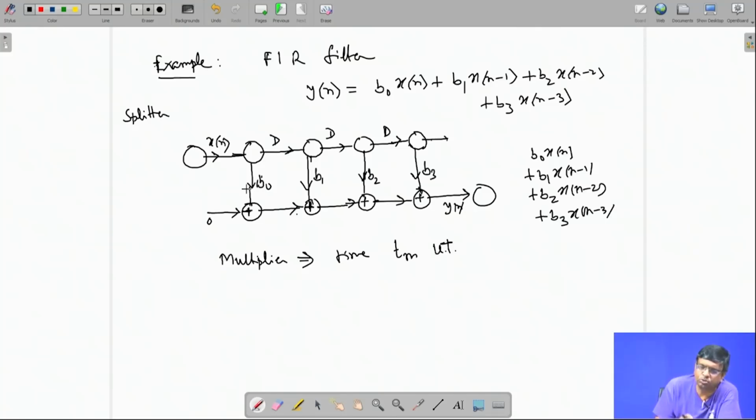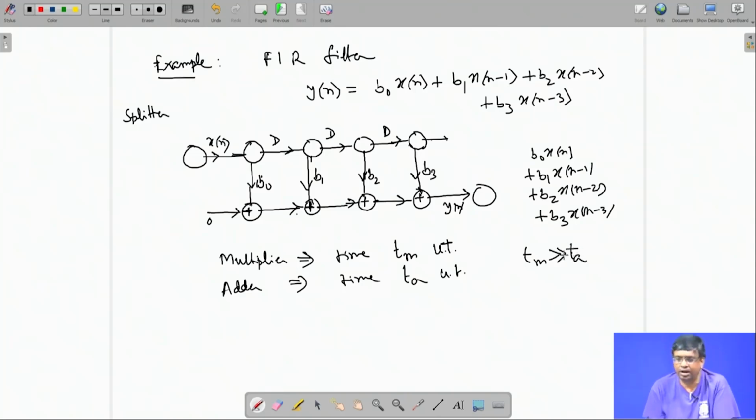For VLSI designers, we try to either minimize multiplication complexities or get rid of multipliers altogether if possible. Same is not for adder. Adders are much simpler. So adder, the time, I call it TA unit of time. Again, TA microsecond, millisecond, I mean nanosecond, picosecond, whatever is the time involved. Okay. Obviously, Tm much greater than TA, because multipliers take much more time than adders.